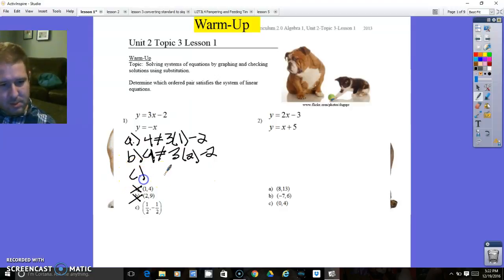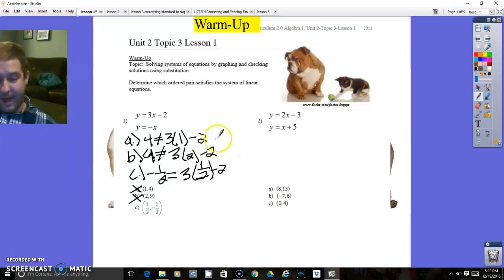So for the last one, we've got C, negative 1/2 equals 3 times 1/2 minus 2. So 1/2 of 3 is 1/2. 1/2 minus 2 is negative 1/2. So that works. Now I'm not going to circle it just yet because this point also has to satisfy the second equation. So that's negative 1/2 equals the opposite of 1/2. So that is true.